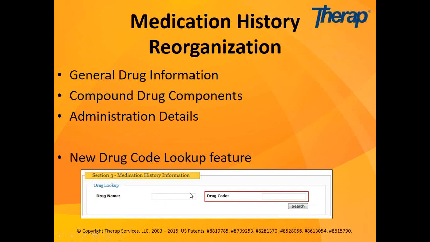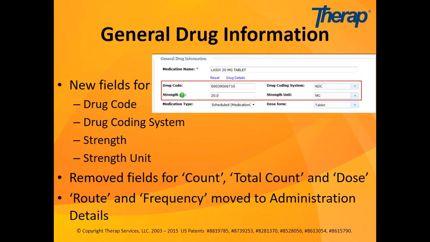One of the things we have added at the very start is a drug code lookup. So you can look up a drug by its name like you could with our First Data Bank interface. You can also look for a drug by its numeric code. So if you like numbers, we'll give you an outlet for your hobby.